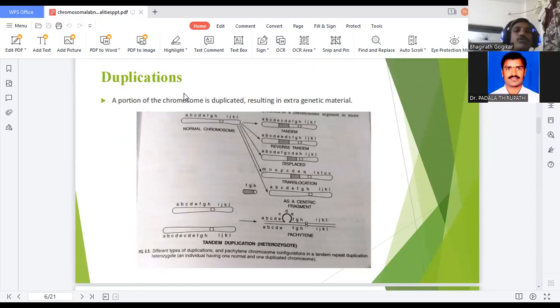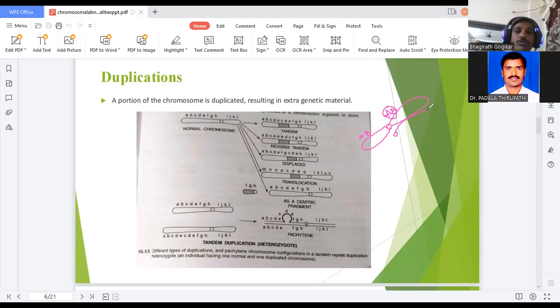A portion of the chromosome is duplicated, resulting in extra genetic material. That means, for example, you can take one chromosome containing a few genes. Here AB is a gene. You can see the same type of genes again in the chromosome. Here also we can see AB. So a block of genes is present more than once in a haploid complement.